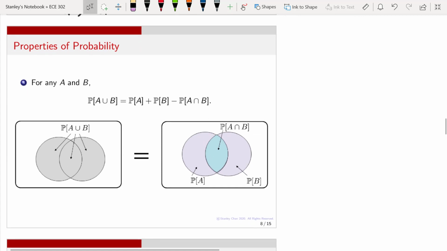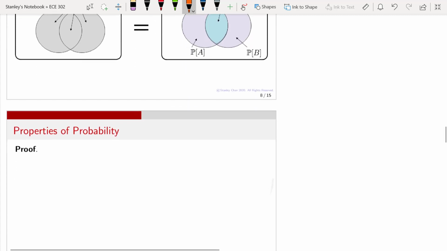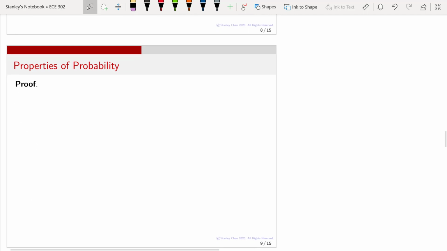How about this one? If A and B are overlapping, and you want to calculate the probability of the union of A and B, that would just be the probability of A plus the probability of B minus whatever they are overlapping, which is the intersection of A and B. From this diagram, it should be pretty easy to show the result, but we can also do it more carefully in terms of proving the result. So how do we show that?